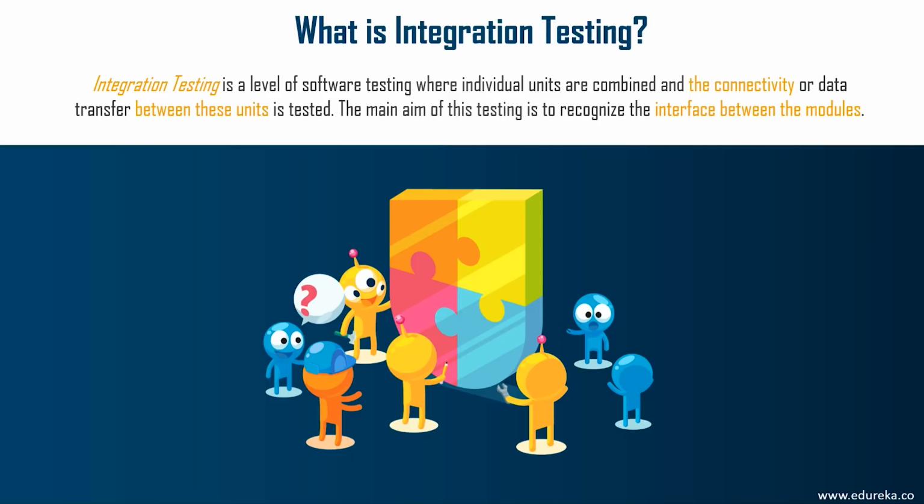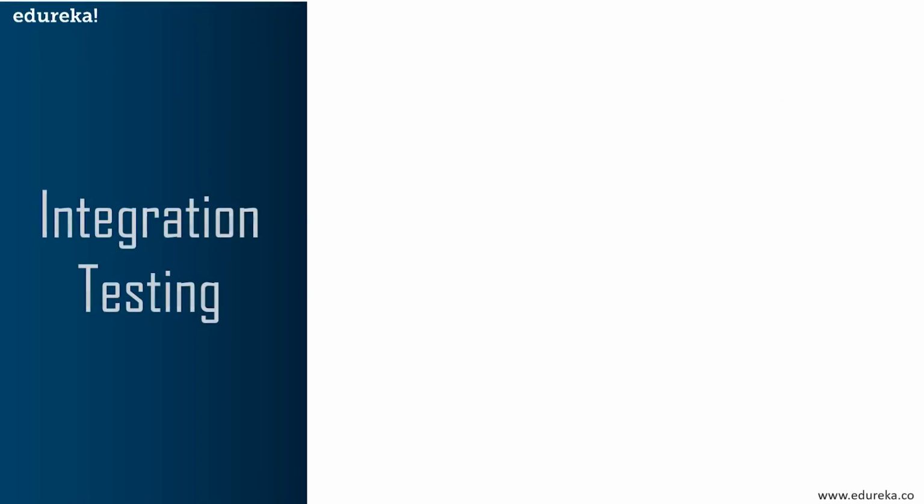We normally do integration testing after unit testing, as you already know. Once all the individual units are created and tested, we start combining those unit tested modules and start doing the integration testing. So once again, the main goal of integration testing is to test the interfaces between these modules. Not the modules themselves, but the connection, the communication, or the interface between these modules. That's the aim of integration testing. Let's learn more about integration testing.